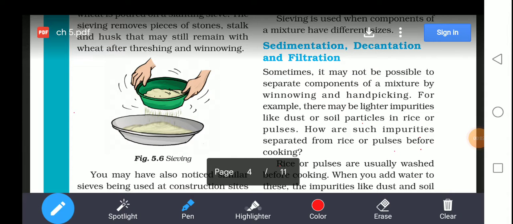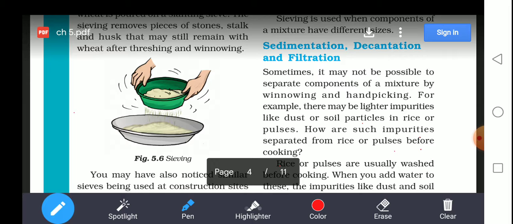Good morning, students. Today's chapter is chapter number 5, separation of substances. Already we have studied methods of separation. The method of separation we follow depends on the size of the substances found in a mixture. So we are depending on that to separate different components from a mixture. So here we have seen methods of separation.